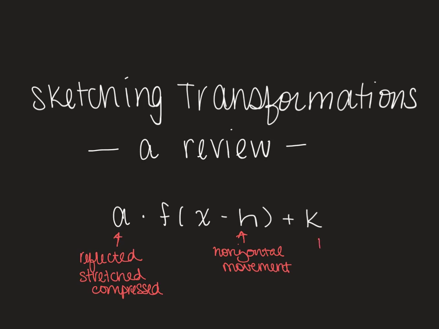Now K is going to tell us vertical movement. And that vertical movement is up or down. It's just whatever you see goes. So if you see a +5, your whole graph's moving up 5.